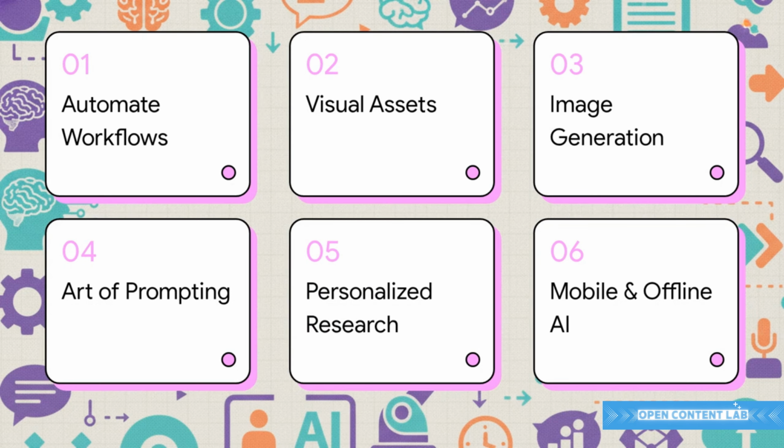So here's our quick workshop syllabus for today. We'll be covering 6 core areas. 1. Automating emails and workflows. 2. Professional visual assets. 3. Upgrading image generation. 4. Mastering the art of prompting. 5. Personalized research. And finally, 6. Mobile and offline AI. Let's get right into it.